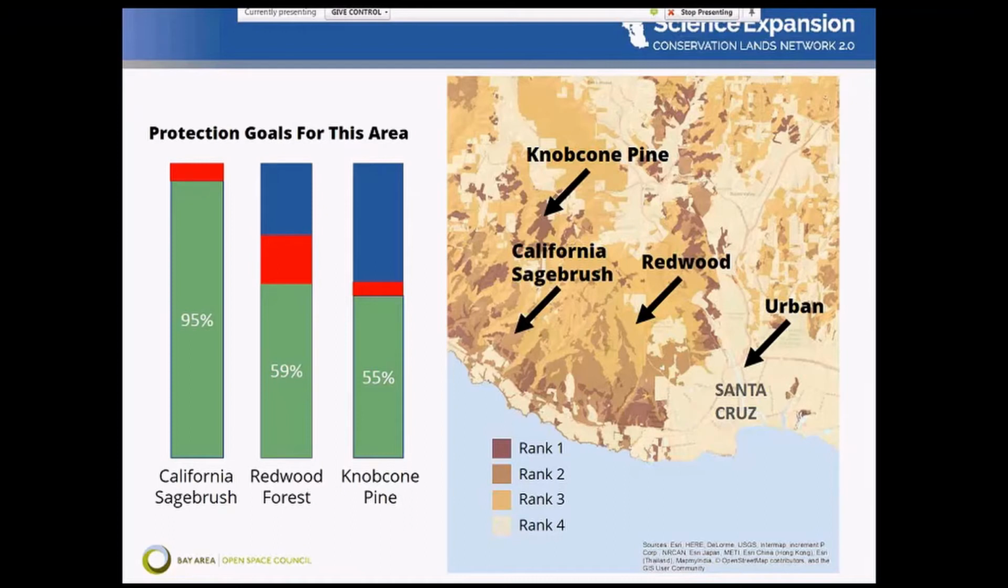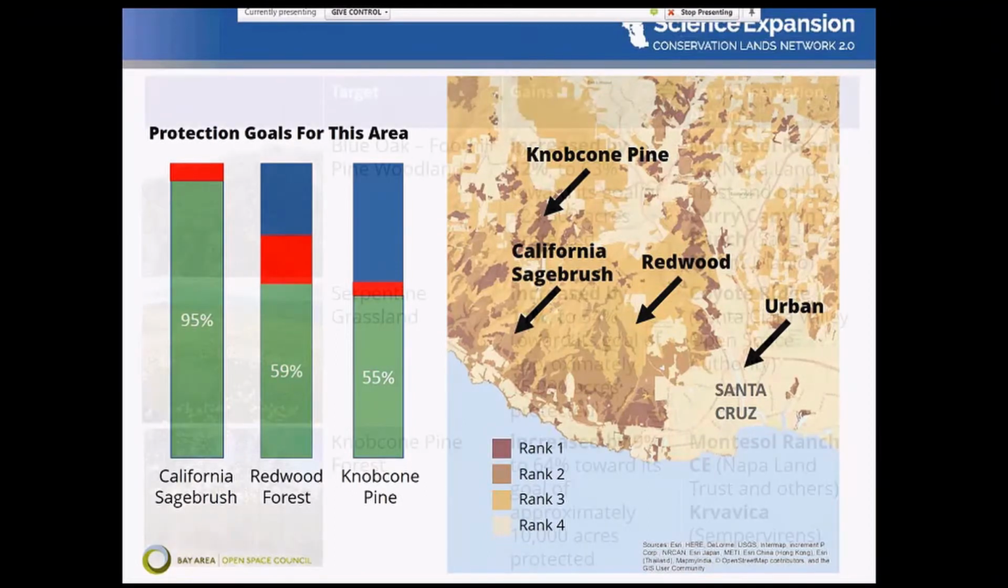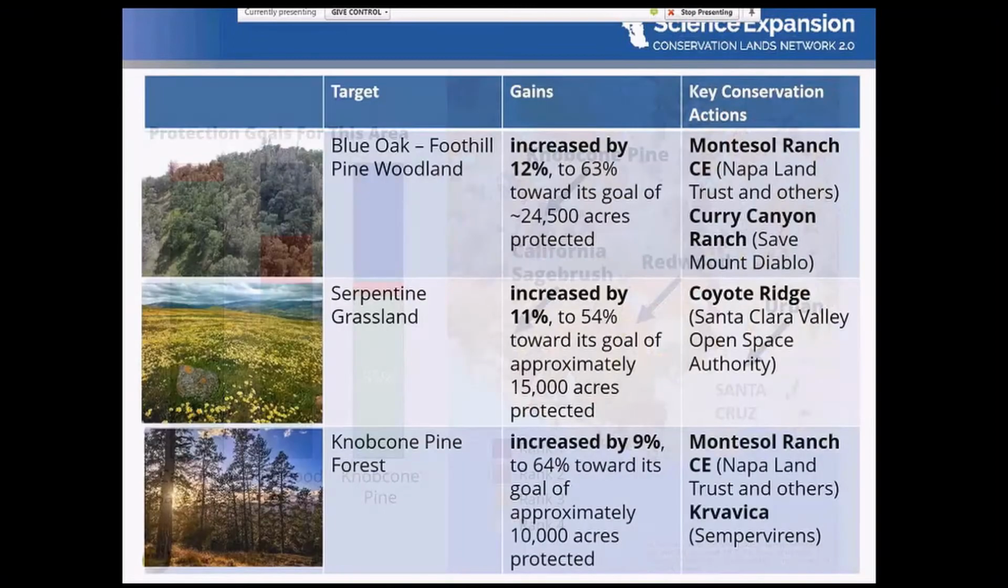We made some serious progress toward redwood and not so much toward knobcone pine. So this is very strategic. This is good information. We can pan out and look at the whole region and ask, where are we making really great progress on these different conservation targets? And we can also ask and answer who and what activities have led to these advances.